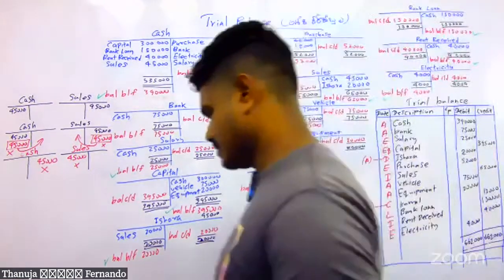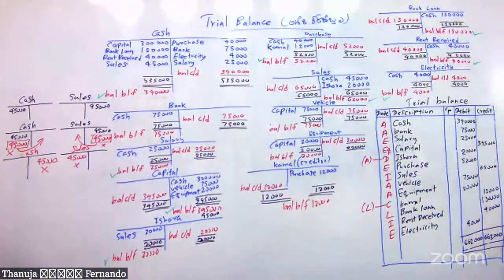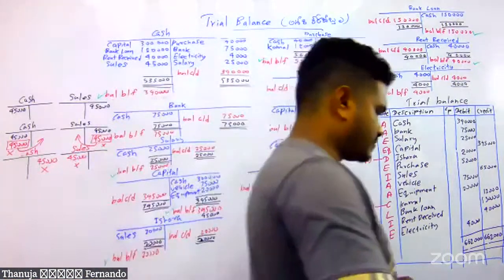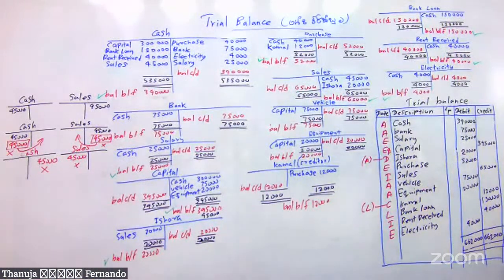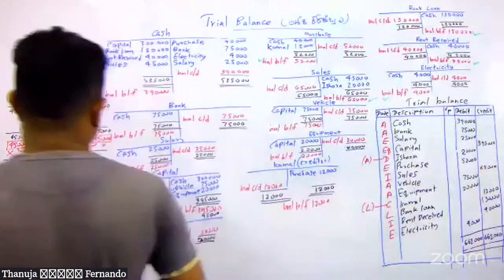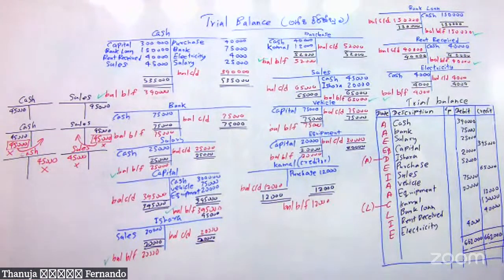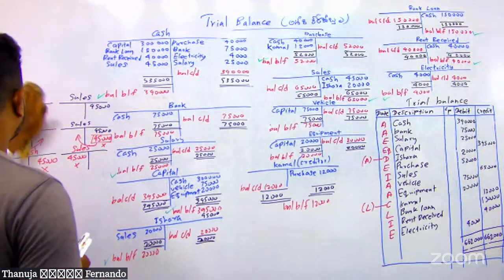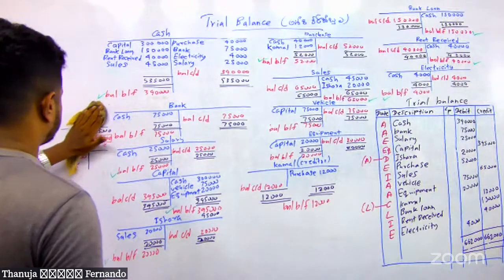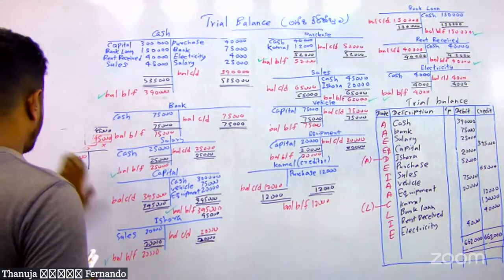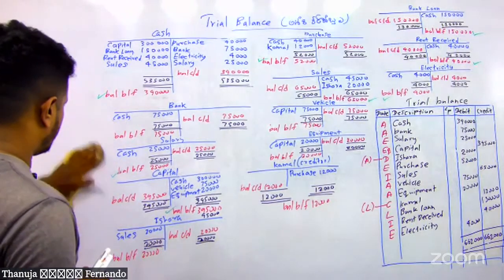Investment of 75,000 worth vehicle. The investment of a 75,000 worth vehicle has been recorded in the equipment account.